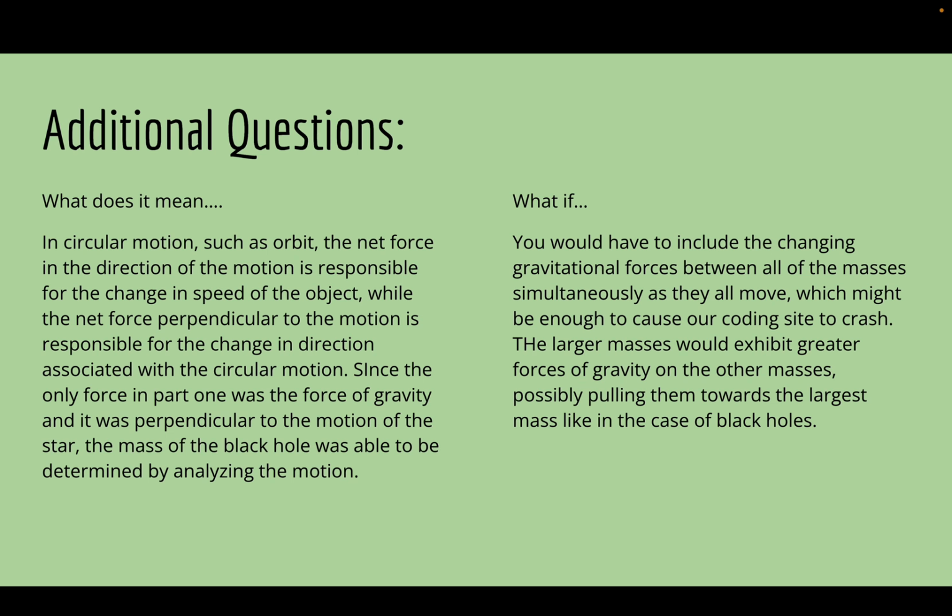Some of the additional questions that we had: the first question, what does it mean? In circular motion such as orbit, the net force in the direction of the motion is responsible for the change in speed of the object, while the net force perpendicular to the motion is responsible for the change in direction associated with the circular motion. Since the only force in part 1 was the force of gravity and it was perpendicular to the motion of the star, the mass of the black hole was able to be determined by analyzing the motion.